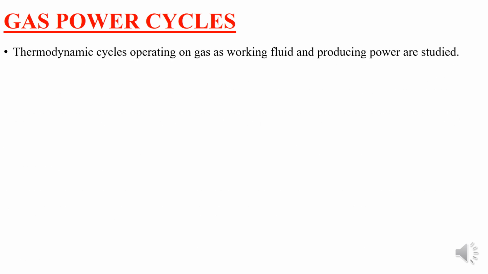So in the vapor power cycle, steam is carrying the energy, whereas here in the gas power cycle, as the name indicates, the working fluid is a gas. The cycle which operates on a gas for the production of power is known as a gas power cycle. A cycle is nothing but a repetitive process of a series of processes which brings the working fluid back to its original state. That is called a cycle.